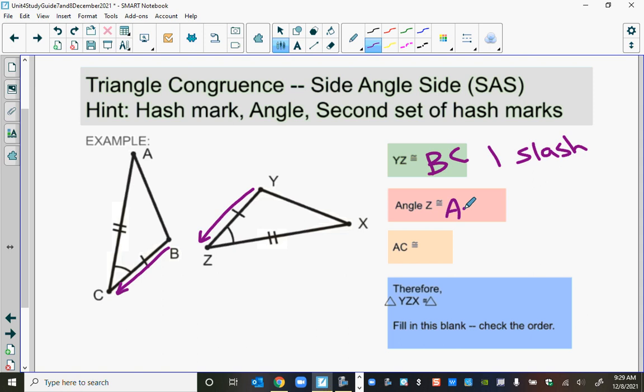AC. And then AC is gonna match. Say again? Z and X. Z and X. Or X and Z, yep. ZX, is it A to C? XZ. I mean, you could have said ZX as well. So CA.